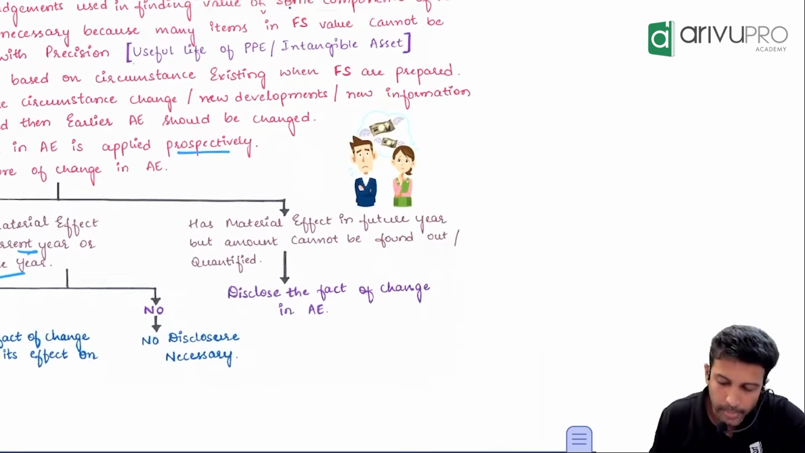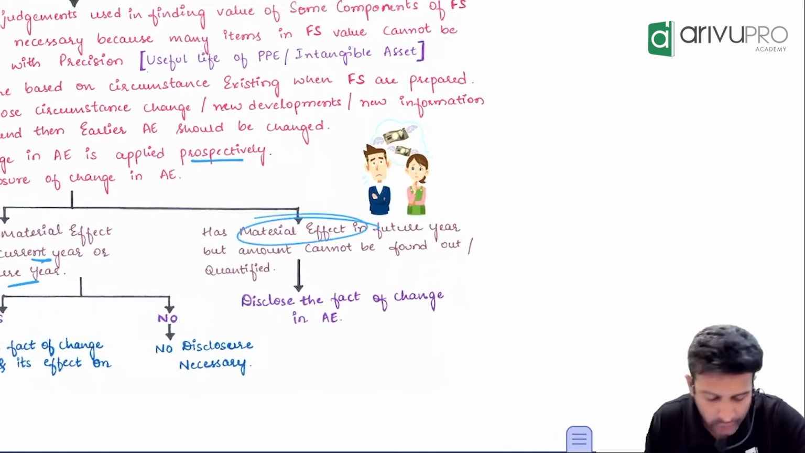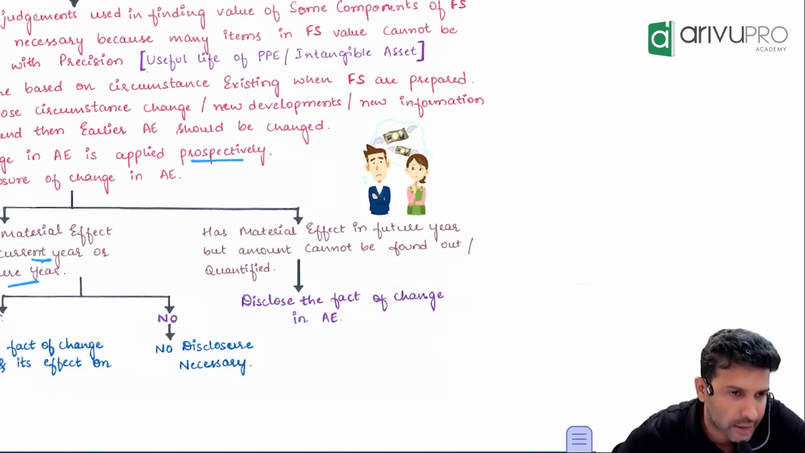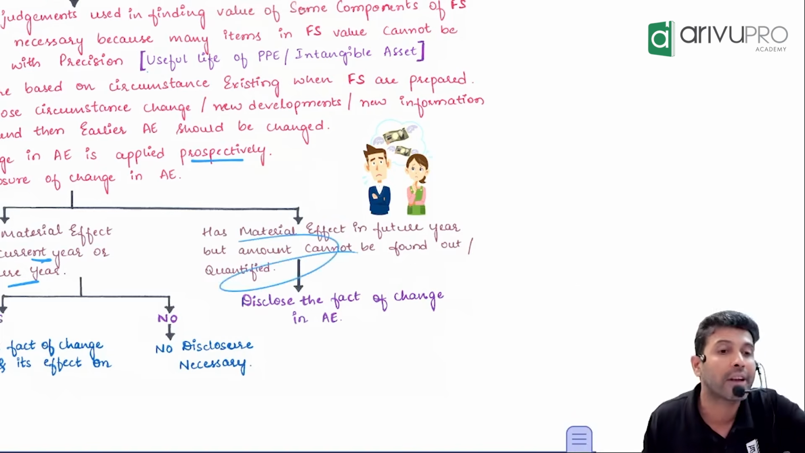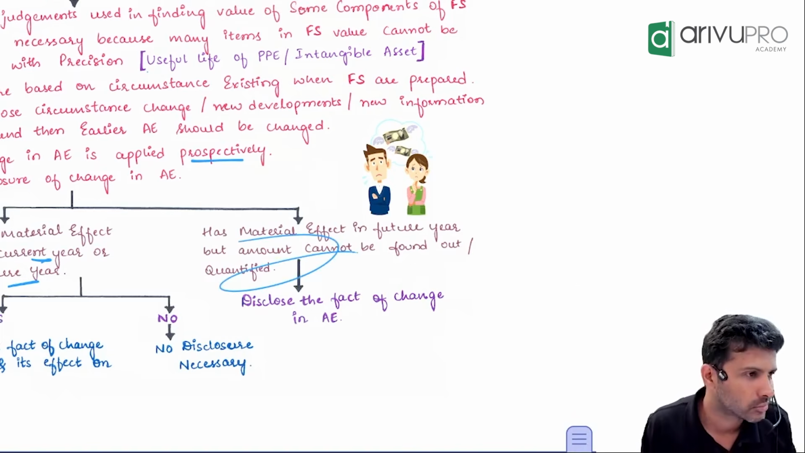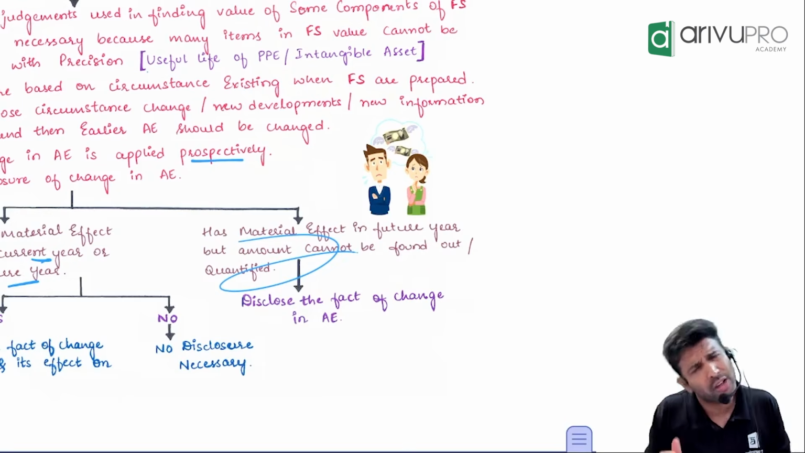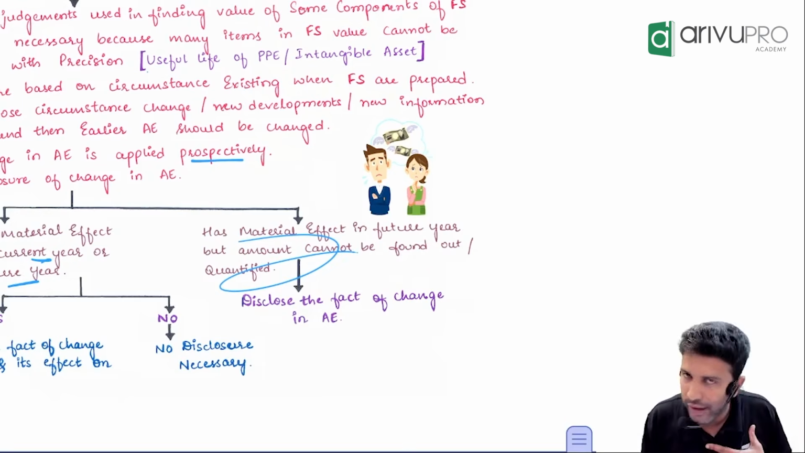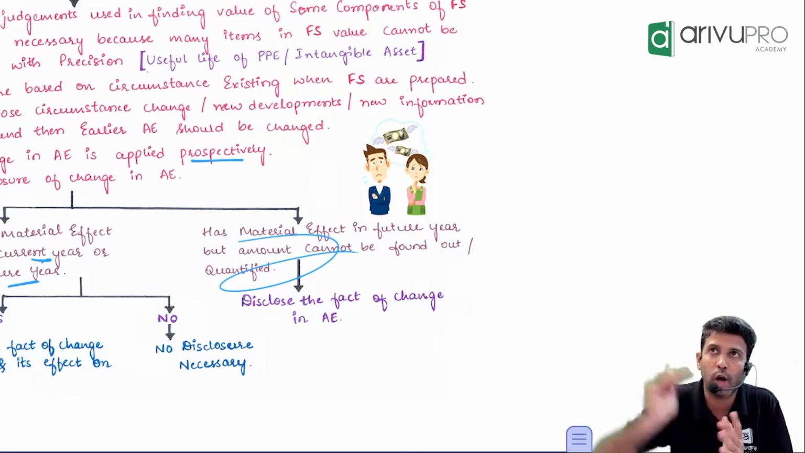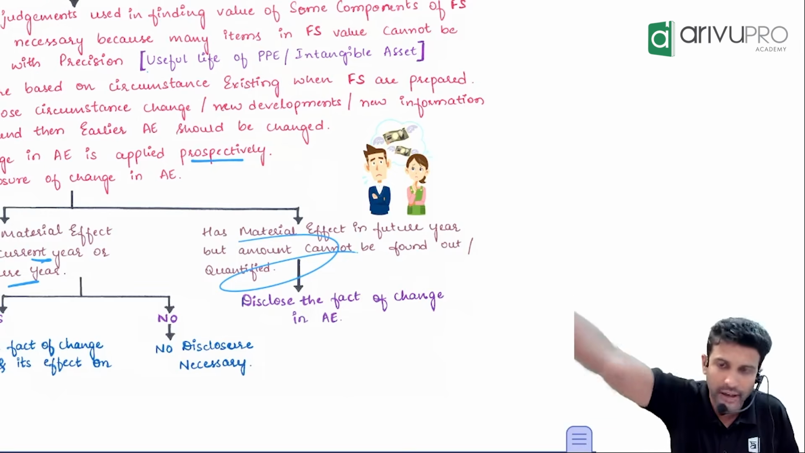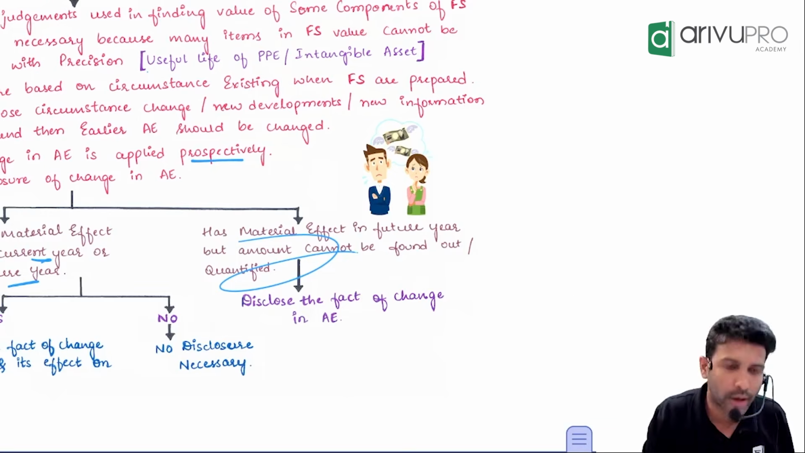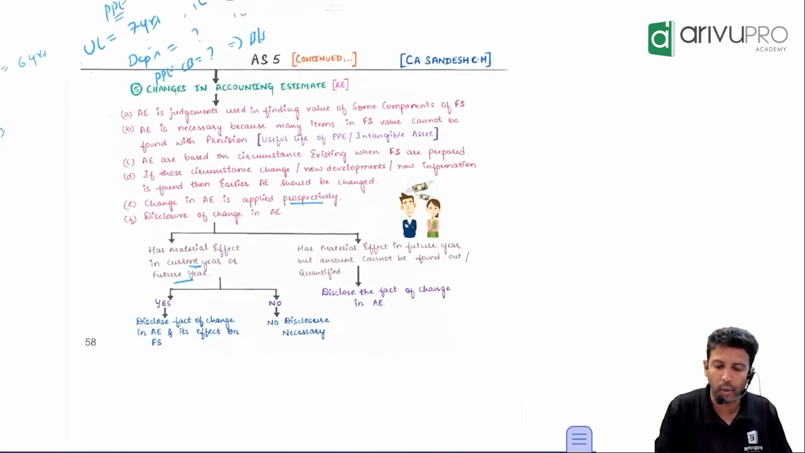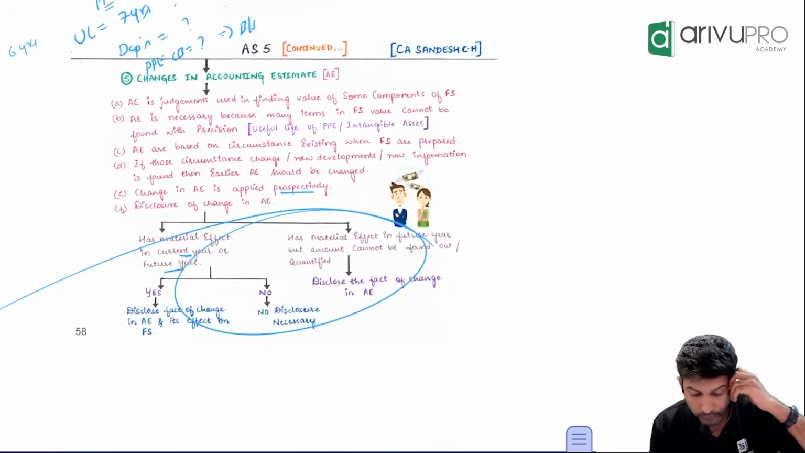Or another way, sir: you have changed your accounting estimate. Due to this, your financial statement will get materially affected. But how much, you are not able to quantify, you are not able to find out. If you are not able to find out, then you tell that only. What will you tell? I have changed my accounting estimate, but due to this change, how my future financial statement is going to get affected, I am not able to find out. Such a disclosure only you give in your financial statement. This disclosure applies for accounting estimate as well as accounting policy.